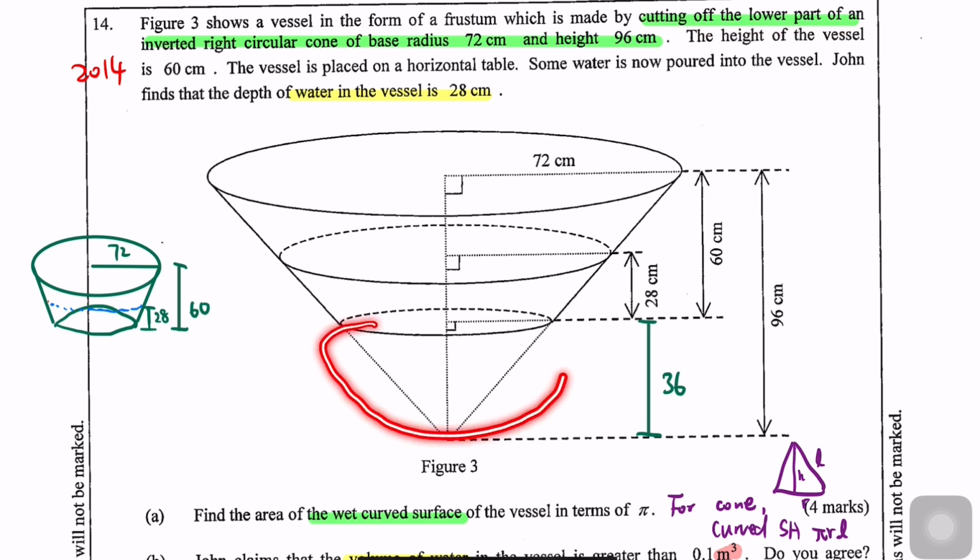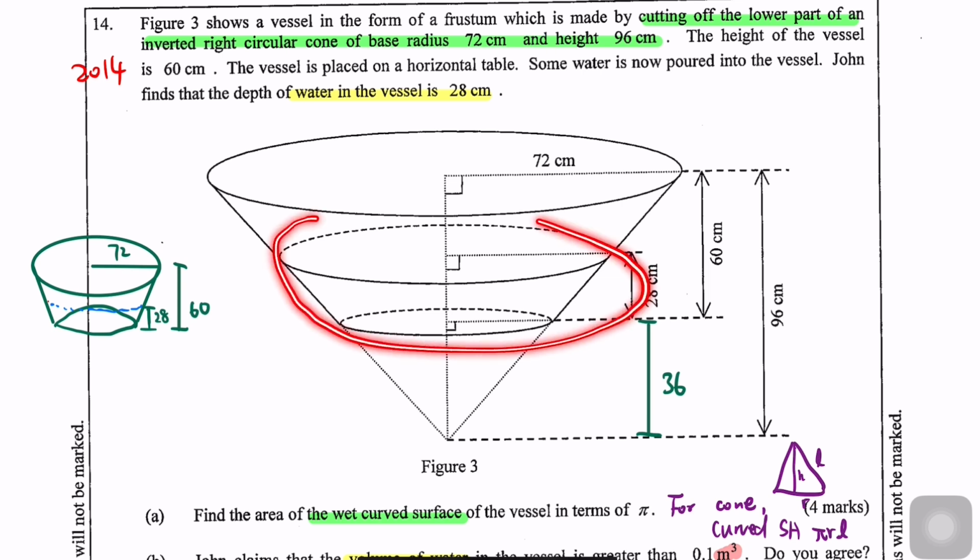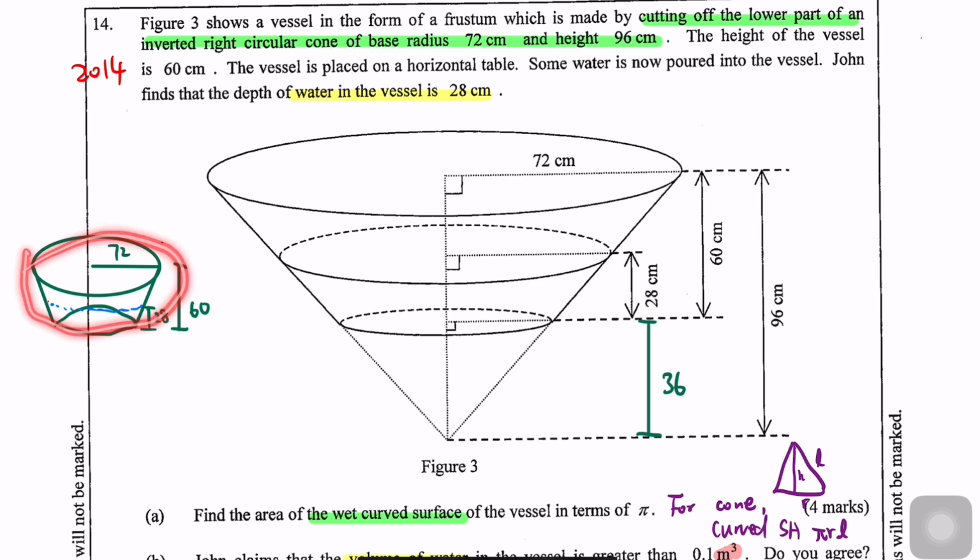So cut the lowest part, this part here, it represents in dotted line. And then the height of the vessel is 60 cm. Now the water depth is 28 cm. So this one makes the water very difficult to look at. How about we draw it by ourselves? Now we have a vessel, it's a frustum, and then it cut the lowest part.